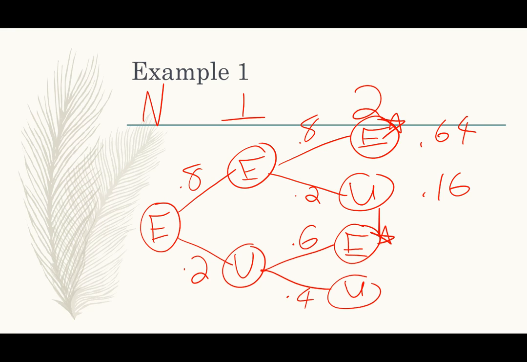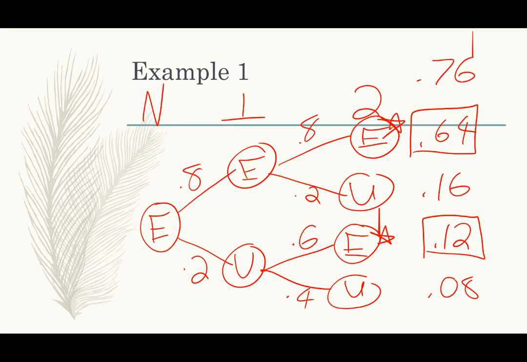0.2 times 0.6 is 0.12, and 0.2 times 0.4 is 0.08. So the employed probabilities are 0.64 and 0.12. Add those together to get a total probability of employment, and 0.64 plus 0.12 is 0.76. So the probability that she'll be employed 2 weeks from now is 0.76, a 76% chance.